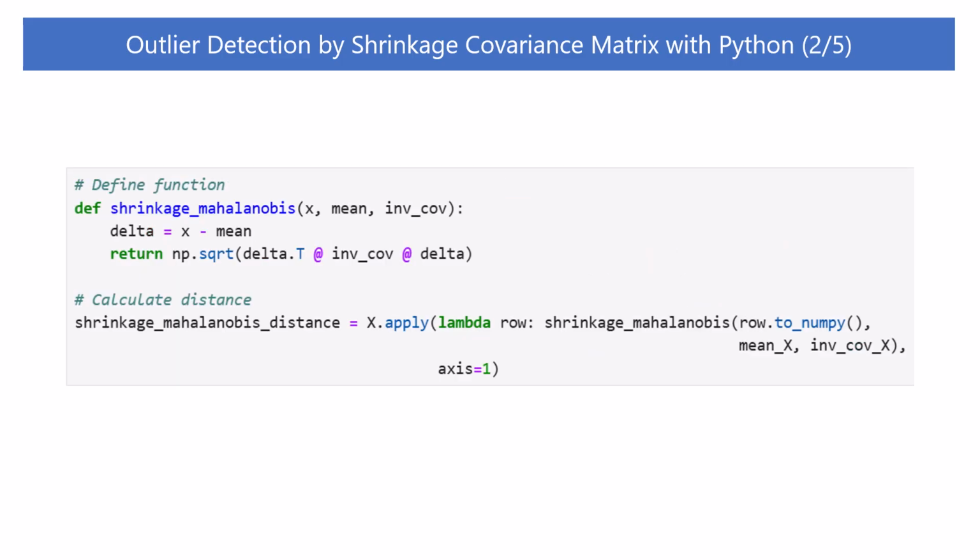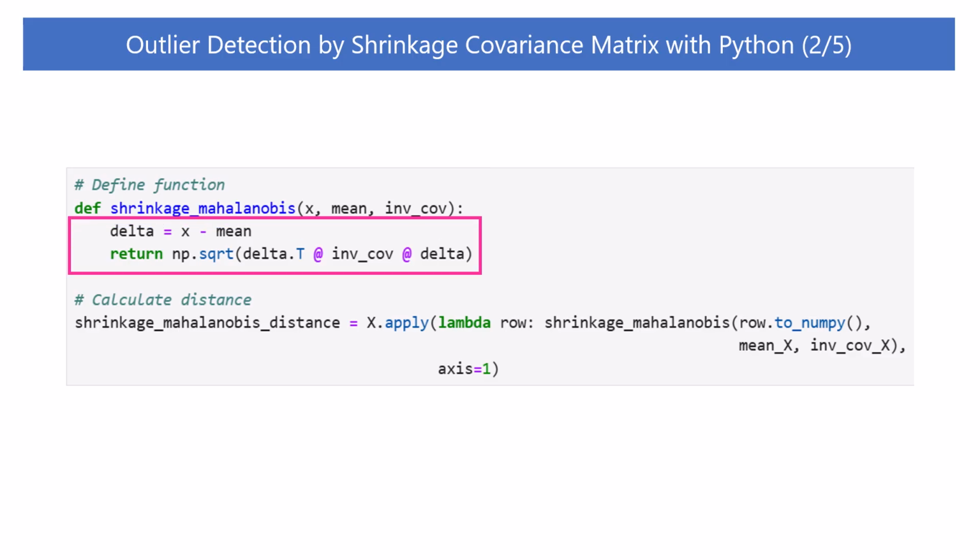Next, let's define a function to calculate the Mahalanobis distance for each data point using the shrinkage covariance matrix. The function is named shrinkage_Mahalanobis and is set to include three arguments, x, mean, and imp_cov. The first argument, x, is the data point converted into a numpy array. The second argument, mean, is the mean vector of the entire dataset, containing the mean values for each variable. The third argument, imp_cov, is the inverse of the shrinkage covariance matrix.